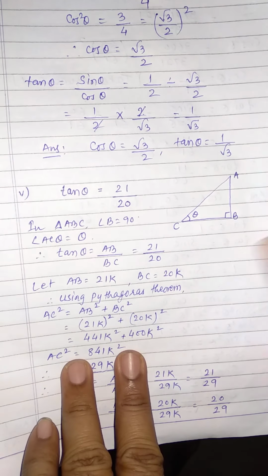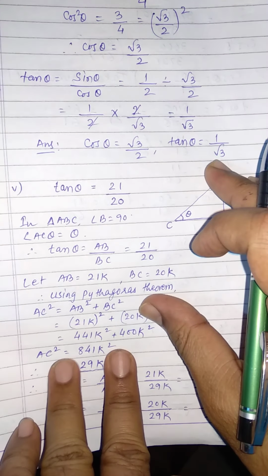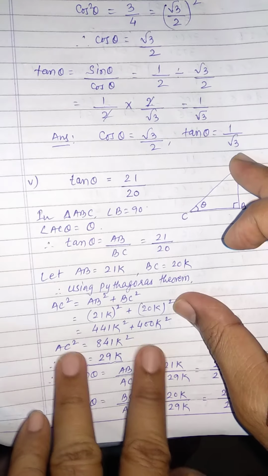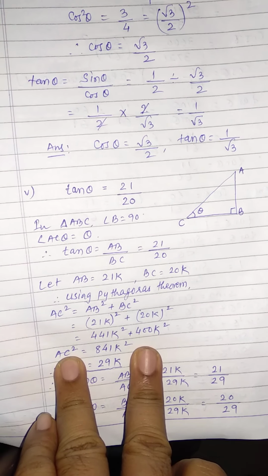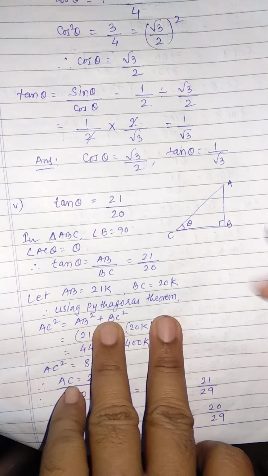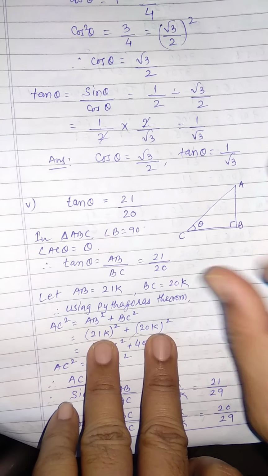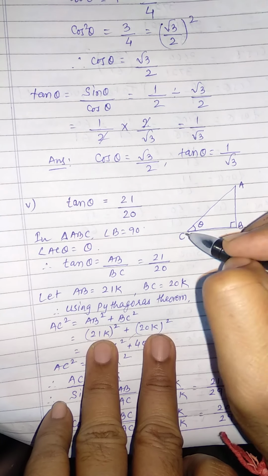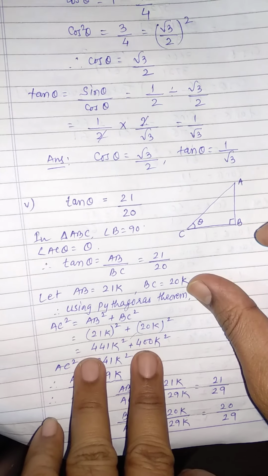Now look at the fifth one. Here tan theta is given. Now students, in this question we are not using the identity, though you can use the identity, but I have used here the Pythagoras theorem. Okay, so you must know this method also. So there are two methods to solve these ratios. You can also use Pythagoras theorem, or you can use the identity as it is shown.